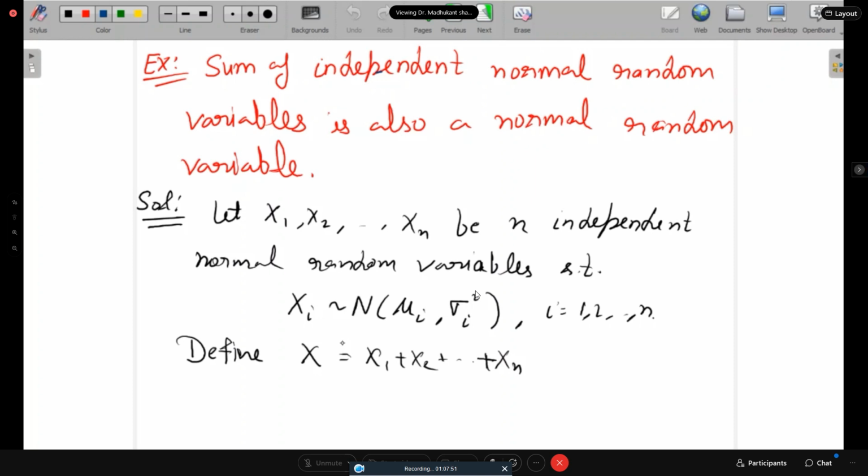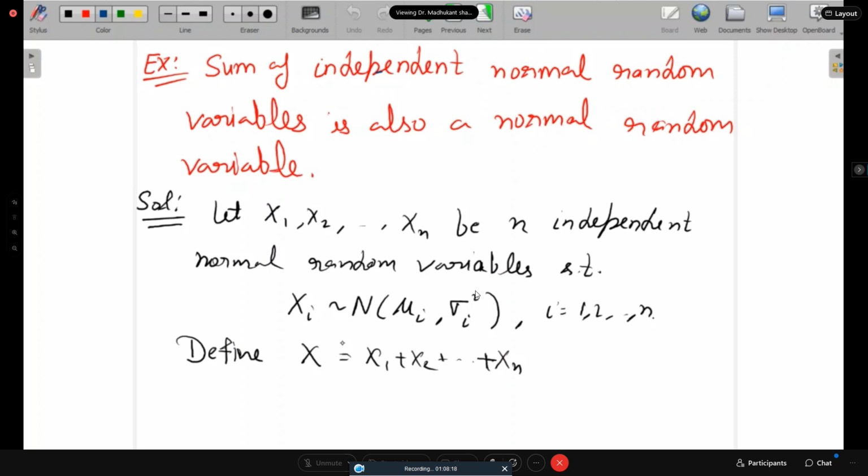Okay. So the way of finding the moment generating function is again to carefully handle that integral, because it's now involving the exponential of minus 1 by 2 times x minus mu by sigma whole square. So you have to carefully substitute the things and you will get the final answer.